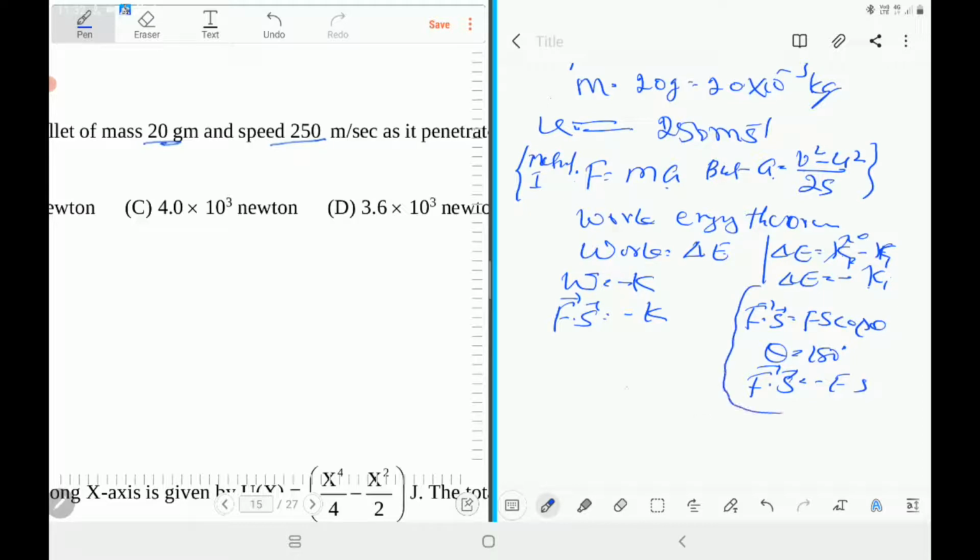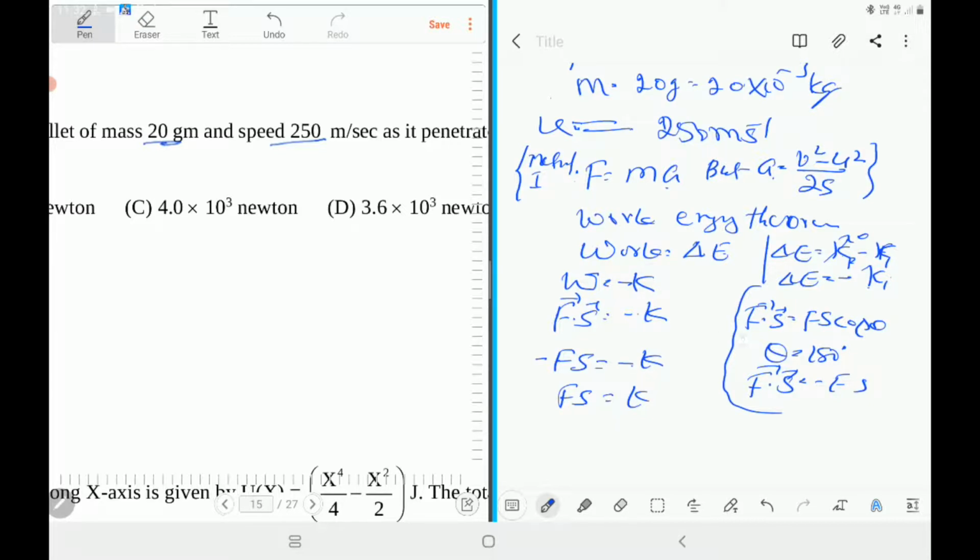Actually, you can think of it like this. Even if you don't use the minus sign, directly use force Fs and kinetic energy K. That is enough. That's all. I explained how you have to approach the problem. Change in energy is work. Change in energy is final energy minus initial energy. Final energy is 0 because the body comes to rest. So it is minus of the initial kinetic energy.